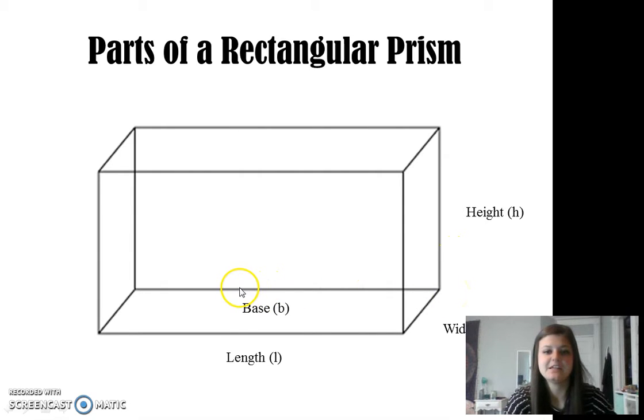We have base. The base is this whole bottom area, and it's measured in area instead of just the number of inches or feet or centimeters. It would be the number of inches, feet, or centimeters squared, just like how we talked about area a few weeks ago. So that's what the base would be. So we're going to go into our first formula now.